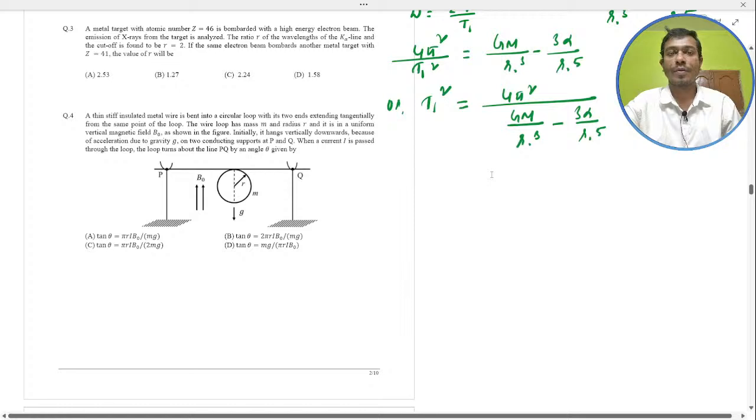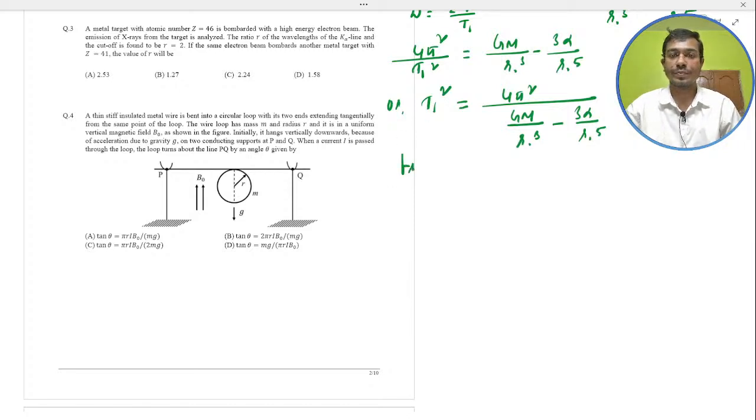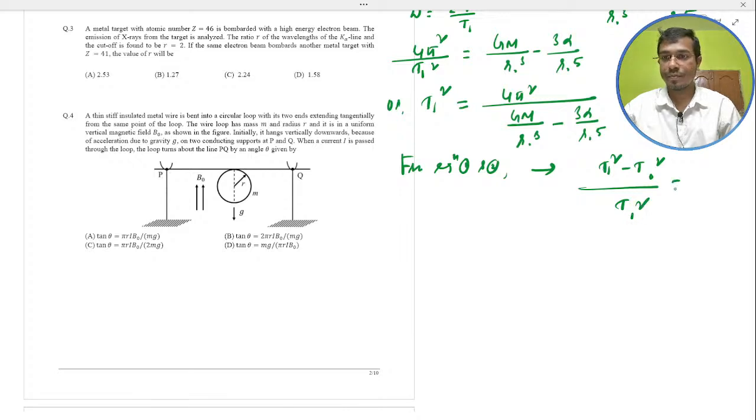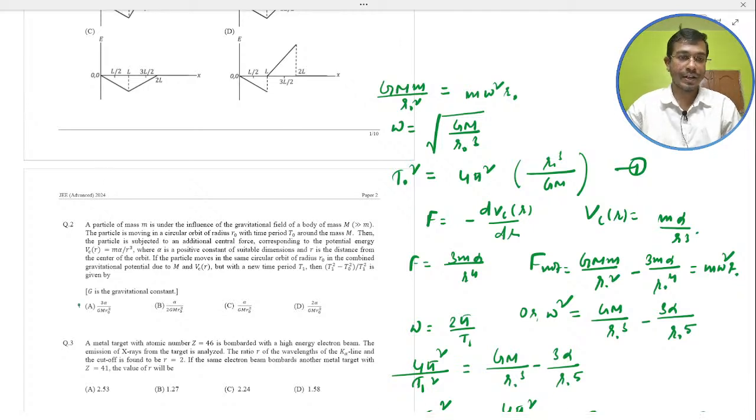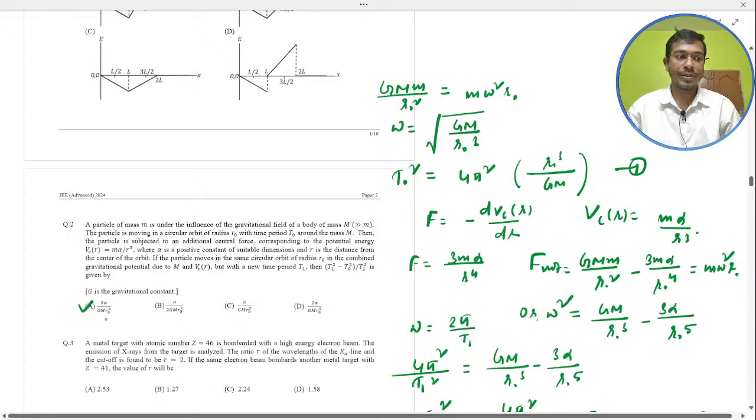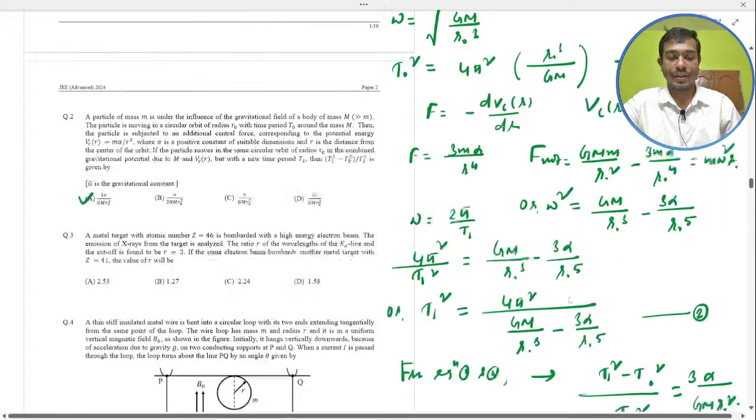Simple. From equation 1 and 2, we get (T1² − T0²)/T1². Simple division, you would get 3α divided by GM r0². 3α/(GM r0²). Option A is correct. Next.